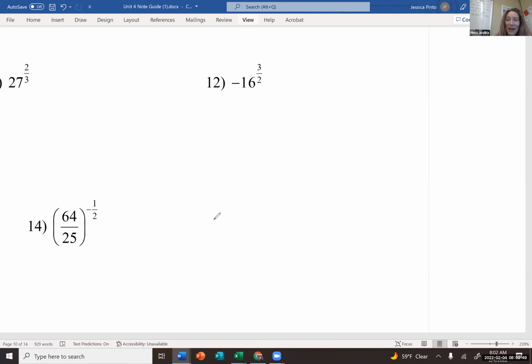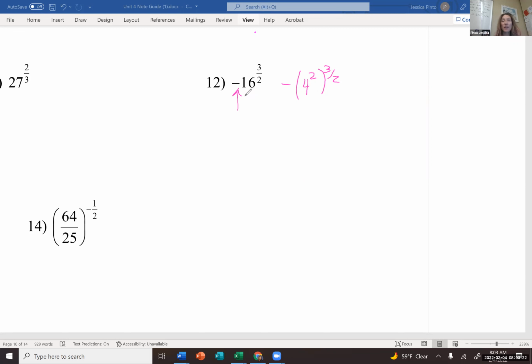Okay, going back to number 12, we're going to think, okay, that one has a negative, and then it's going to be 4 squared. And then this one is to the 3/2. So dang it. This one here is not in the exponent, in the parentheses, like we saw in number 13. And that means that the negative is technically on the outside of the exponents. So no matter what, my answer is going to be negative here.